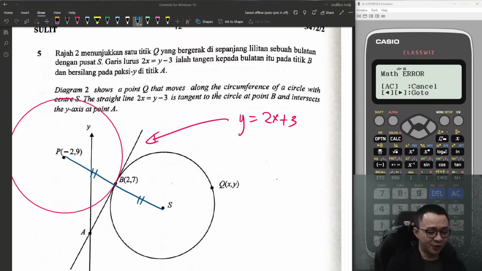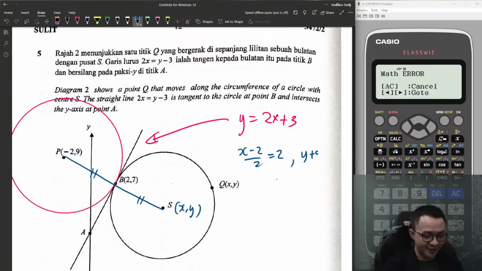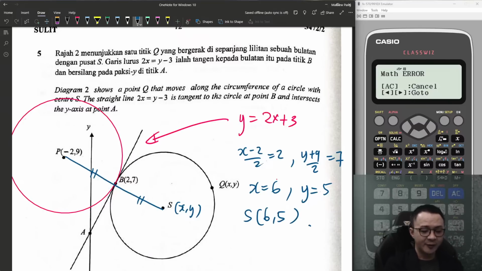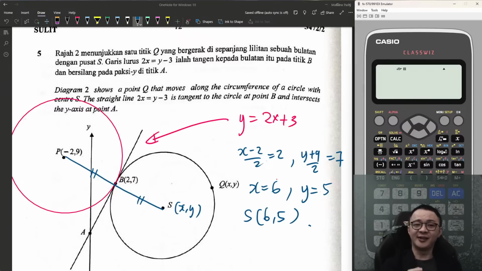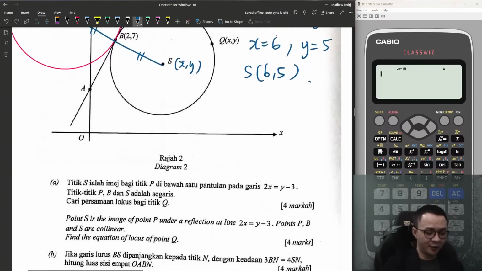Make sense? So by understanding this logic, I will just find the coordinate S. (x - 2)/2 = 2, and (y + 9)/2 = 7. Solve this quickly: 6, 14, 5. So I got the coordinate S here is (6, 5). I'm doing the midpoint formula. It's nothing very special here.